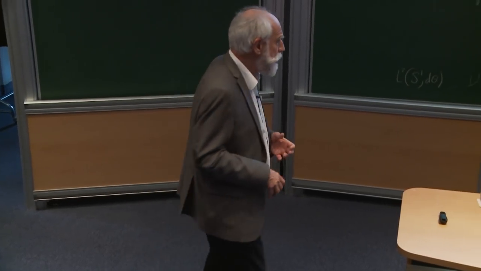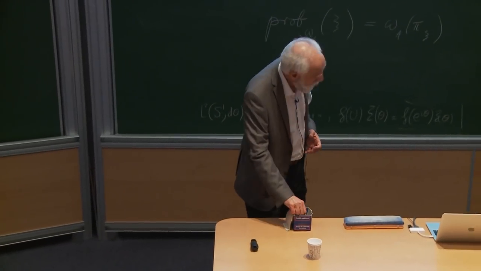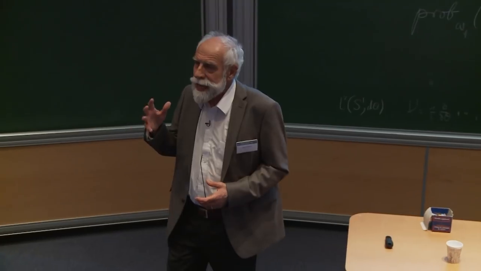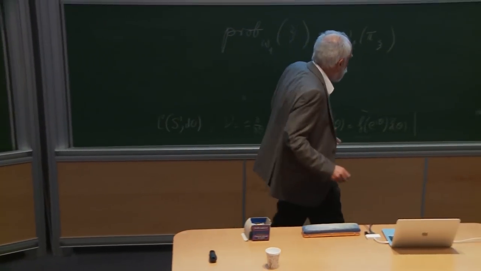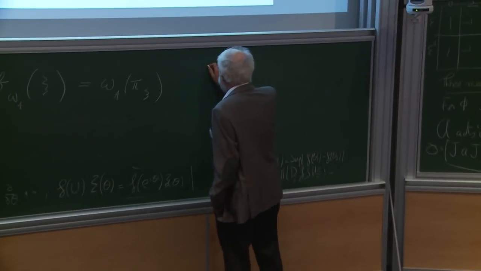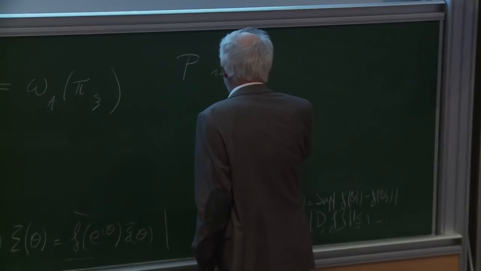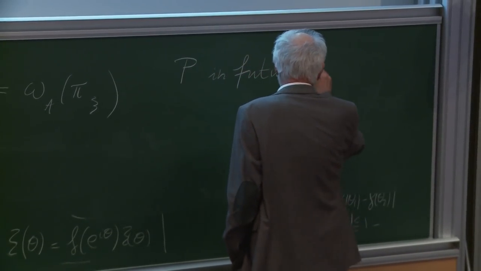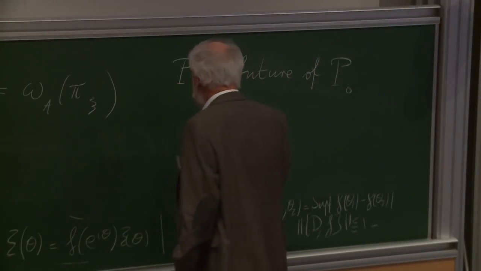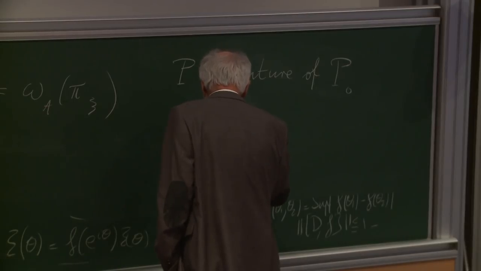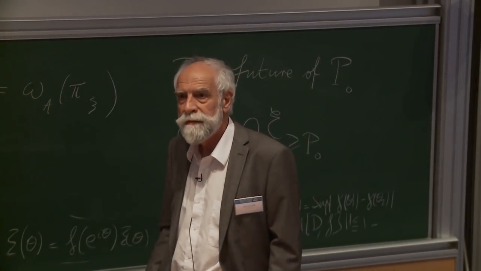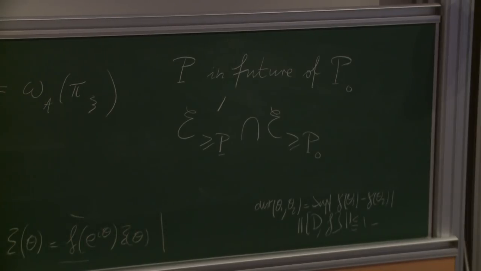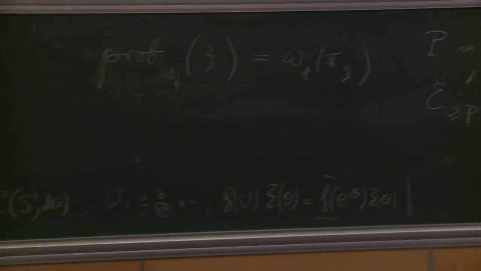No, you see, I only need Huygens' principle in the sense of the principle of diminishing potentialities. What I need, and I wish I could replace it by a weaker formulation, is that if P is in the future of P naught, then I would like the commutant of E greater or equal to P, intersected with E greater or equal to P naught, to be non-trivial. That's the way in which I need Huygens' principle. And I'm fairly confident.